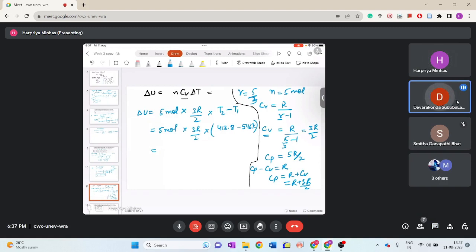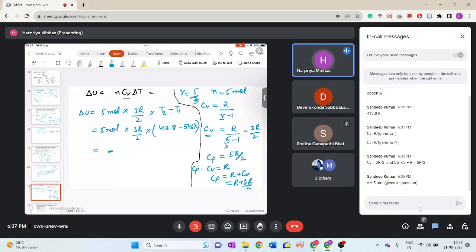It's 1987 calories, madam. Okay, 1987 calories. So it will be negative, right? Yes, negative, because it is adiabatic, delta E will be negative. Others are also getting the same answer. So please put your answer in the comment box. What is the value of W that you are getting?